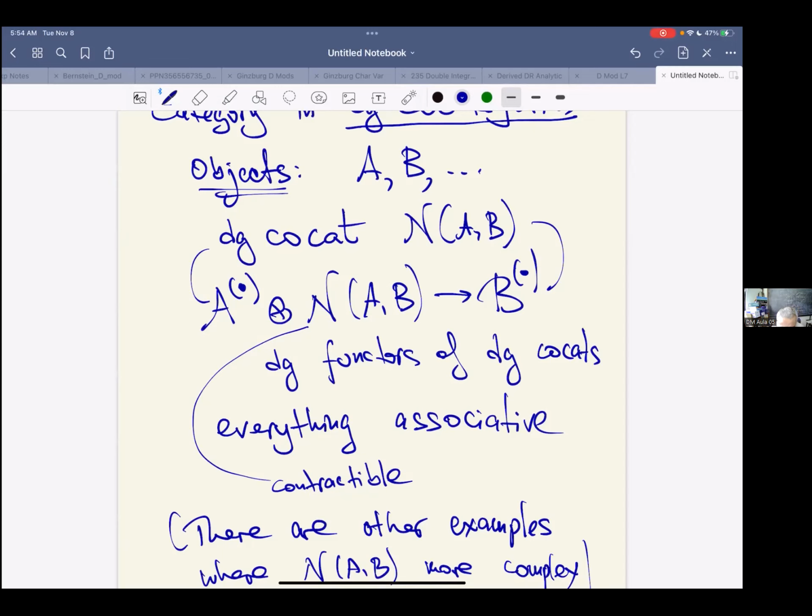Devarshi is asking through the chat, is there an analog of the Ginzburg-Schedler map in positive characteristic? No idea. I don't know.